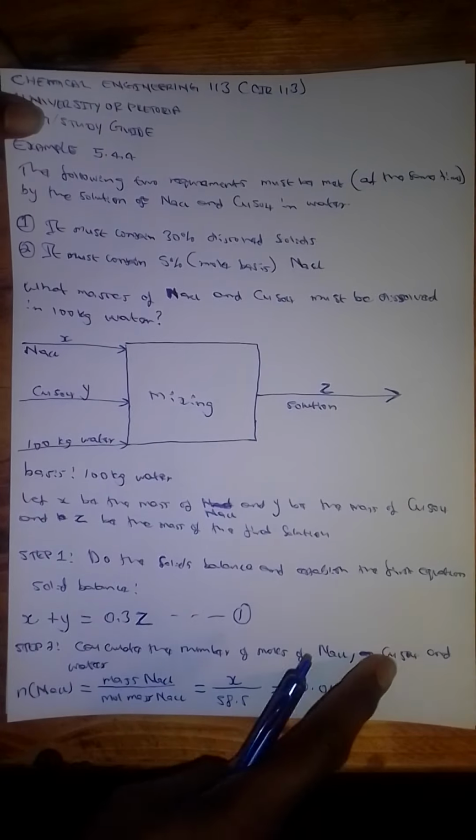So we're done with NaCl, we come to CuSO4. So the number of moles of CuSO4 is equal to Y, which is actually the mass of CuSO4, and then all over the molar mass of CuSO4.